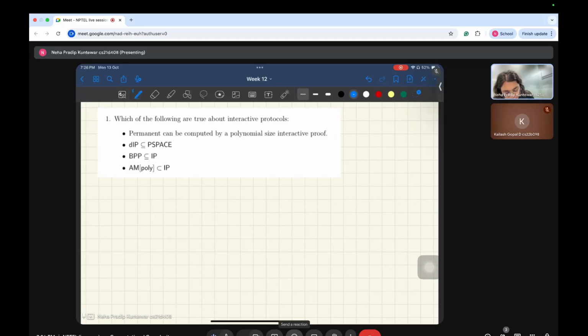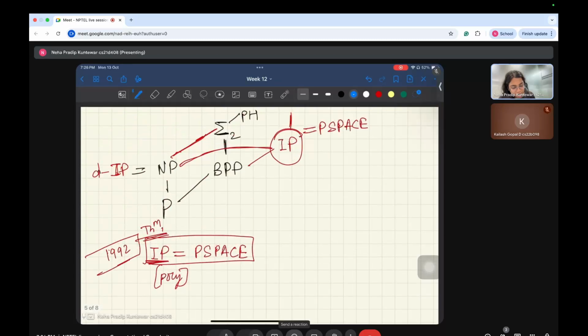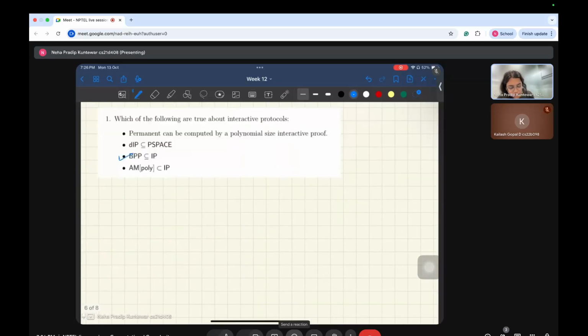So this is something that we just saw. We know that BPP is contained in IP, so this statement is true, and we also saw that DIP is equal to NP, and NP is contained in PSPACE, therefore DIP is contained in PSPACE. And now we are left with two statements. Let's look at the first one.